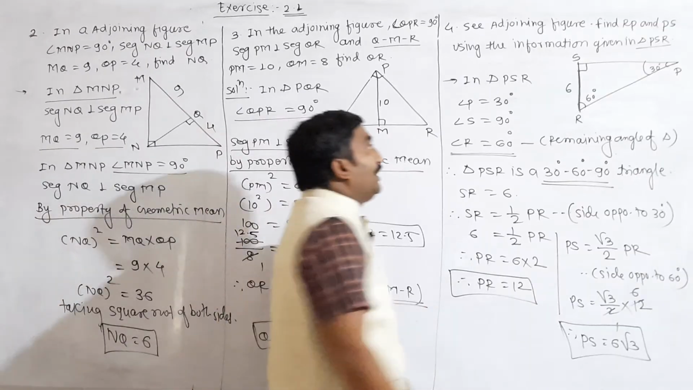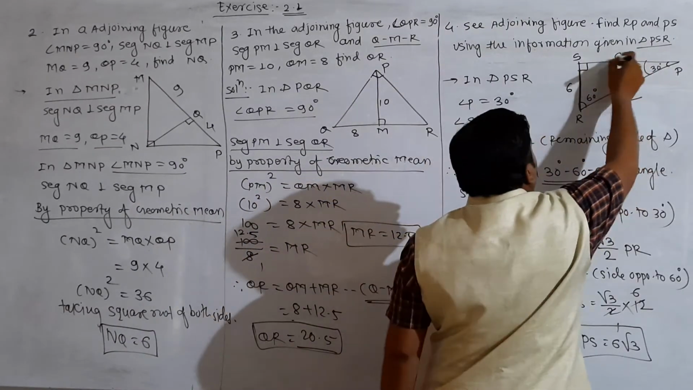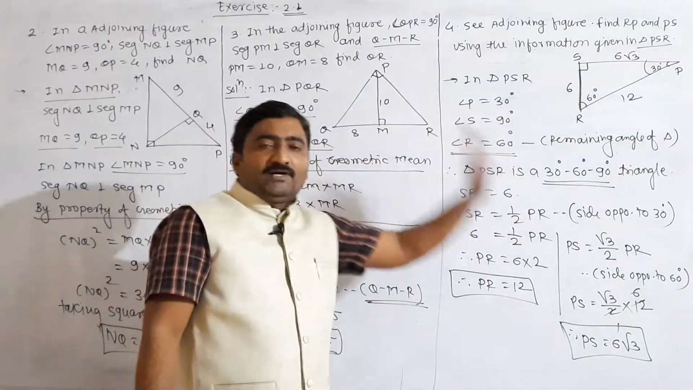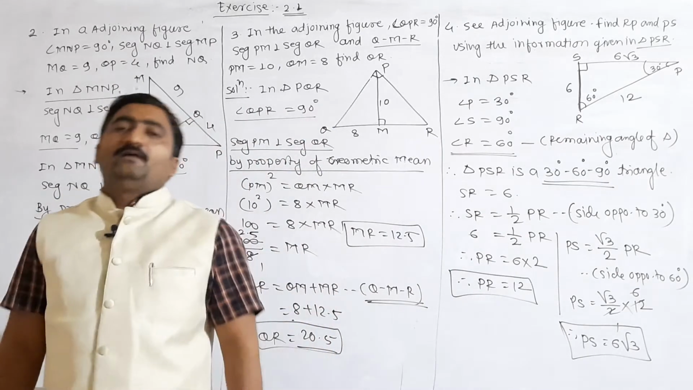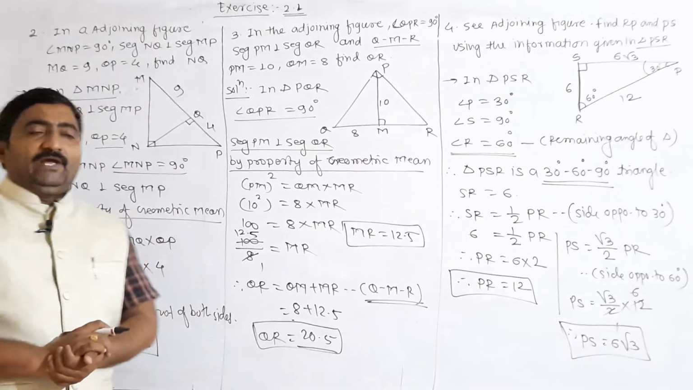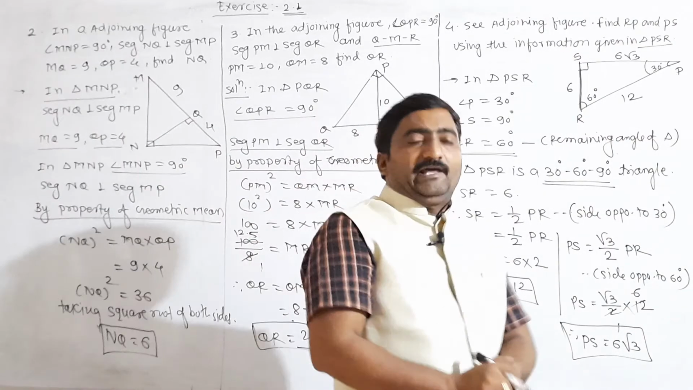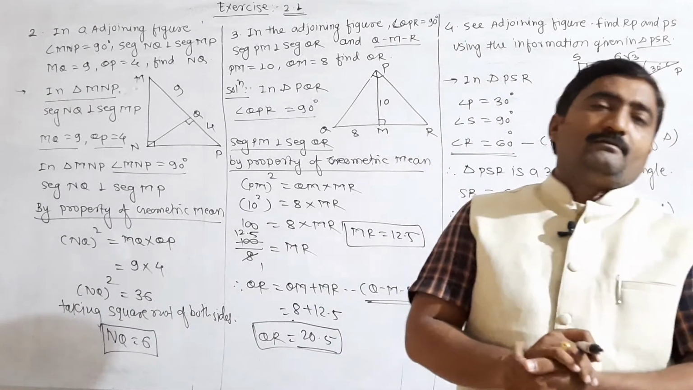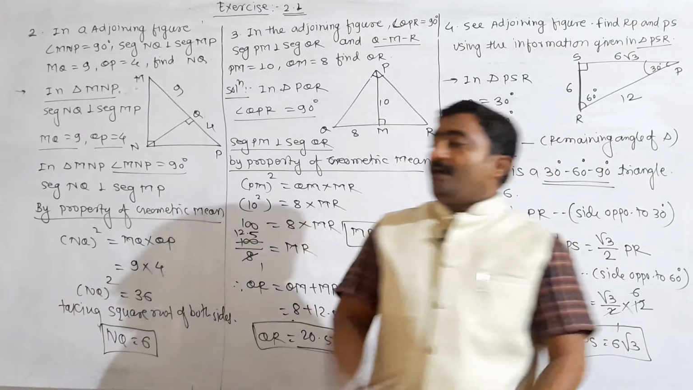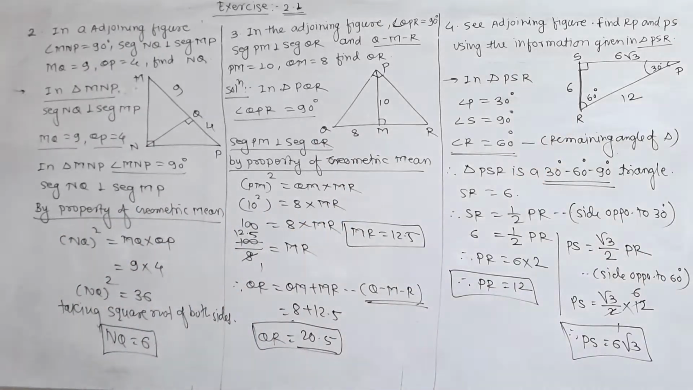PR is equal to 12 and PS is equal to 6 root 3. By using the property of the 30-60-90 degree triangle, we can solve these types of examples. In this way we can solve some examples depending on the Pythagoras theorem, Pythagorean triplet, 30-60-90 degree triangle property and property of geometric mean. So let us study another example.